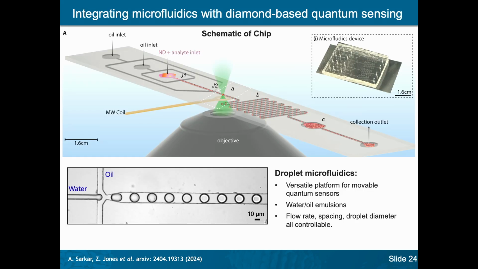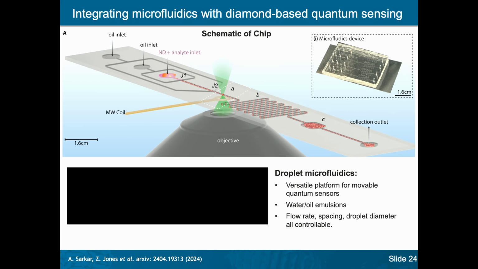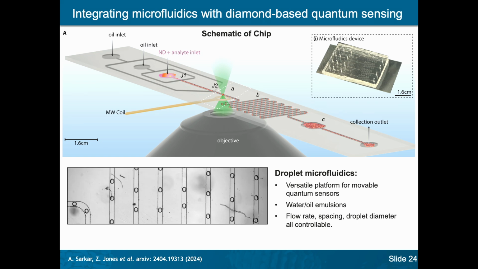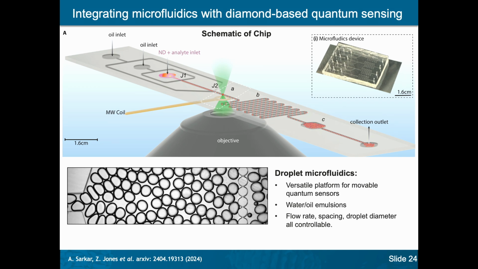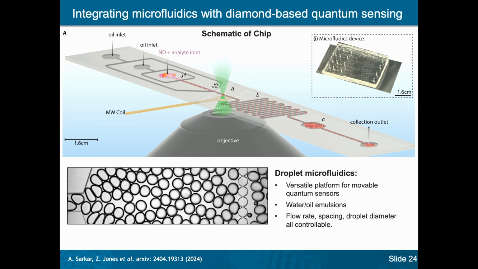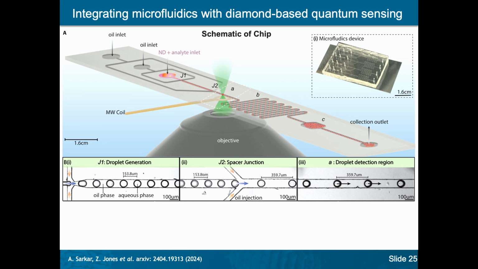Okay, so I'm going to go back a sec here. So this is water and oil, and all the droplets are almost exactly the same size, and they're loaded with almost exactly the same number of nanodiamonds. And they flow around, and then you can charge them. You can change the spacing between the droplets. You can move them around by various techniques with microfluidics, as shown here. And so now you have essentially a mobile quantum sensor, if you like, because you've got these sensors inside these droplets which you can move around.